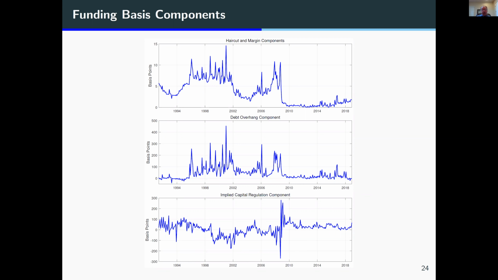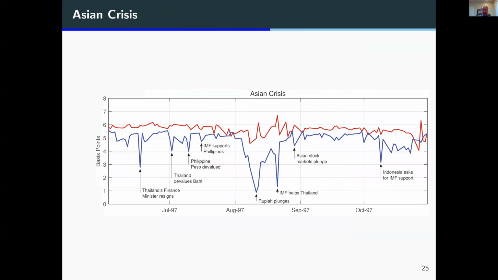We'll argue that that's related to the Treasury buyback programs. It's shrunk because the spreads aren't as high, but at the same time, we see that the implied capital regulation component has become more consistently positive in the post-crisis period. Before that, it was wandering up and down, plus and minus, slightly negative on average. So anyway, that's some decomposition of this funding basis.